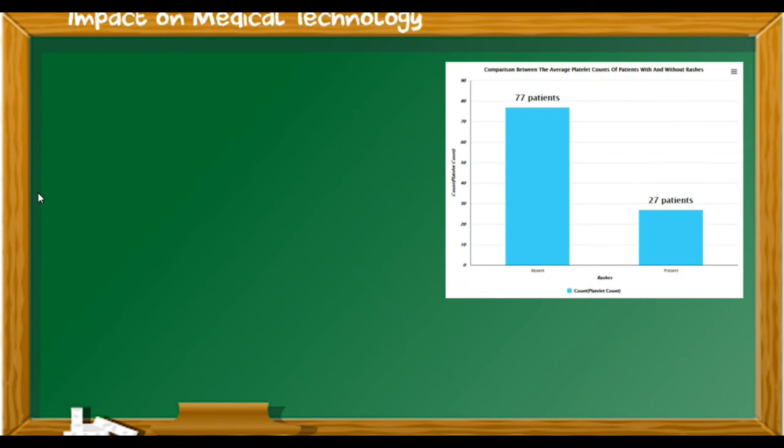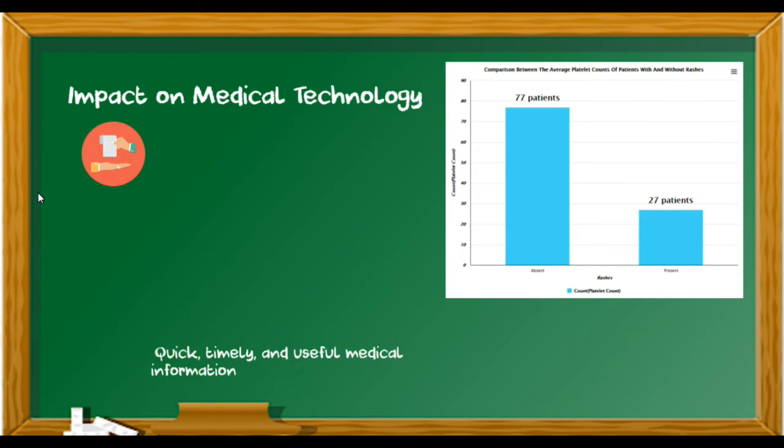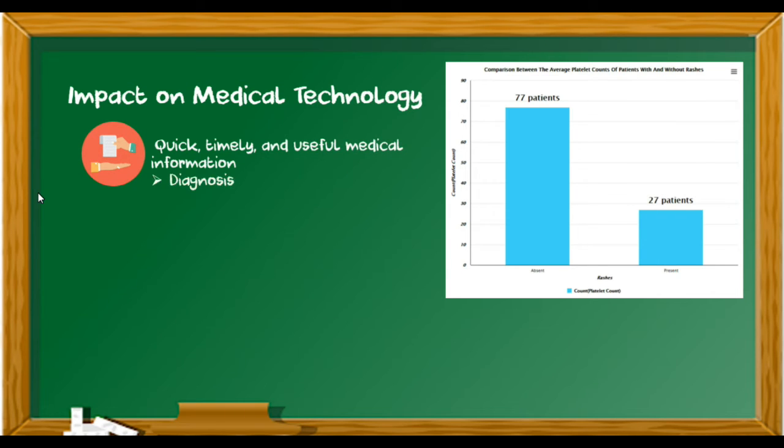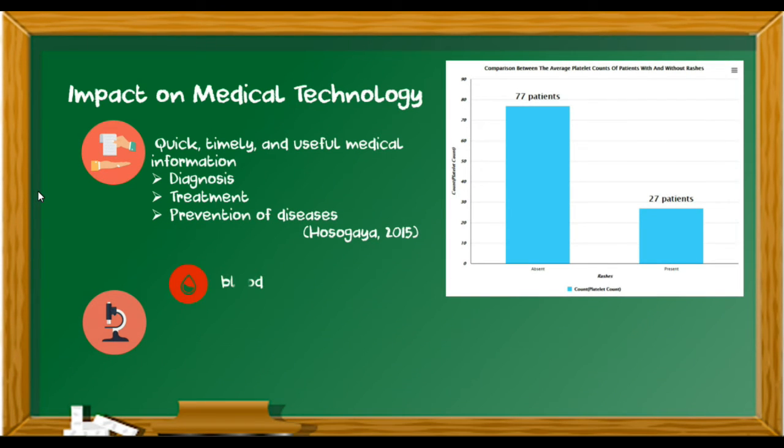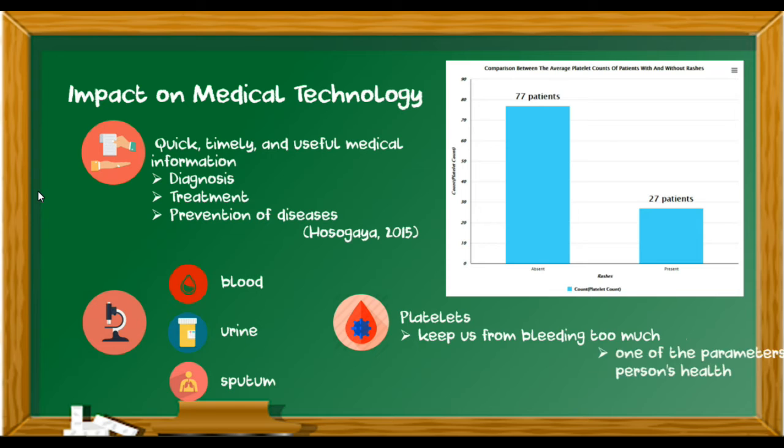The role of medical technologists is to provide quick, timely, and useful medical information for the diagnosis, treatment, and prevention of diseases. One of their primary jobs is to collect body fluids such as blood, urine, and sputum. Platelets are found in the blood, and it keeps us from bleeding too much. It is one of the parameters to determine a person's health.